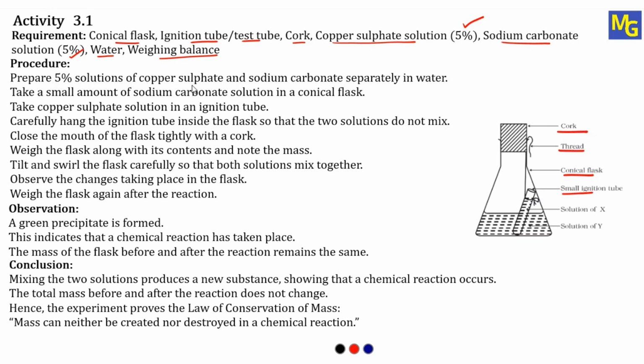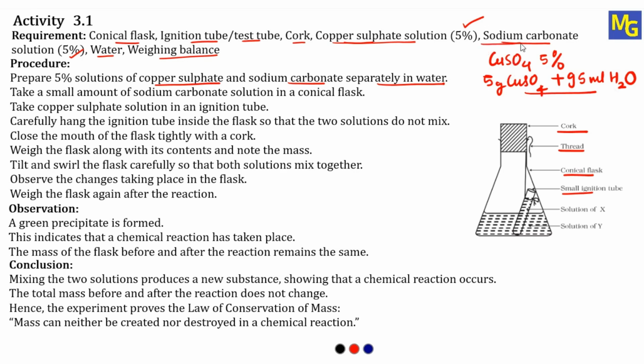Prepare 5% solution of copper sulfate and sodium carbonate separately in water. So we have to prepare 5% copper sulfate solution and 5% sodium carbonate solution in two different test tubes. So how should it be prepared? If you want to prepare 5% copper sulfate, then 5 gram copper sulfate should be taken and dissolved in 95 ml of water. 5 gram copper sulfate, 95 ml of water, so it will become 5% copper sulfate.